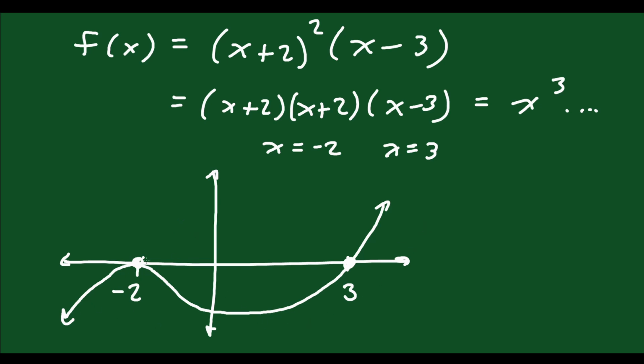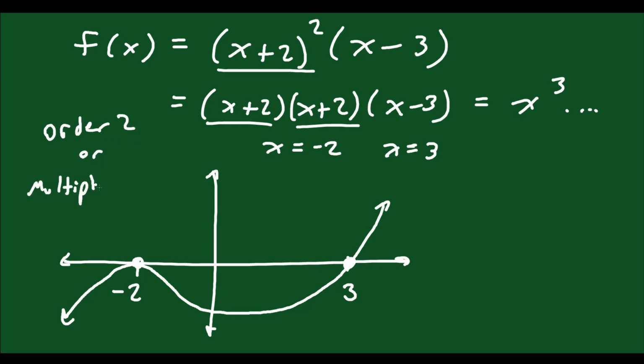The way you know that this is happening is because this x plus 2, the factor that represents this root, is being squared, okay? If you have an even exponent on a factor, or if the factor shows up twice like this, what we say is that that's an order 2, or you might hear the phrase multiplicity of 2. If you have an even number multiplicity or an even number order, that means you're just going to bounce off the x-axis. You're not going to cross.